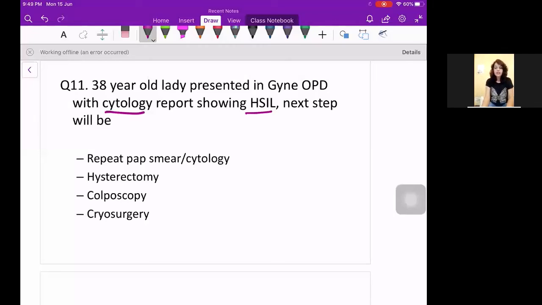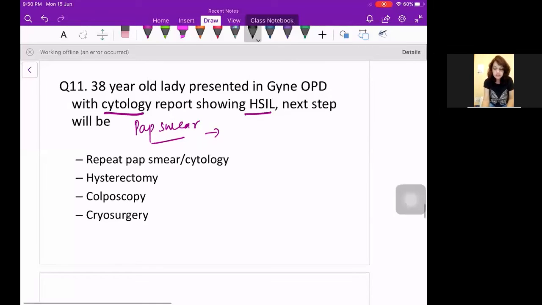So HSIL, that is high grade squamous intraepithelial lesion, on the cytology. Cytology means the Pap smear report. You know, there are two types of cancer in the cancer cervix. The most common is the squamous cell carcinoma, which arises from the lip of the cervix, that is the squamocolumnar junction. Another one is the adenocarcinoma, which is occurring in the cervical canal. So if the Pap smear report shows HSIL, Pap smear is always a screening test, and we need to confirm the report before we offer any treatment.